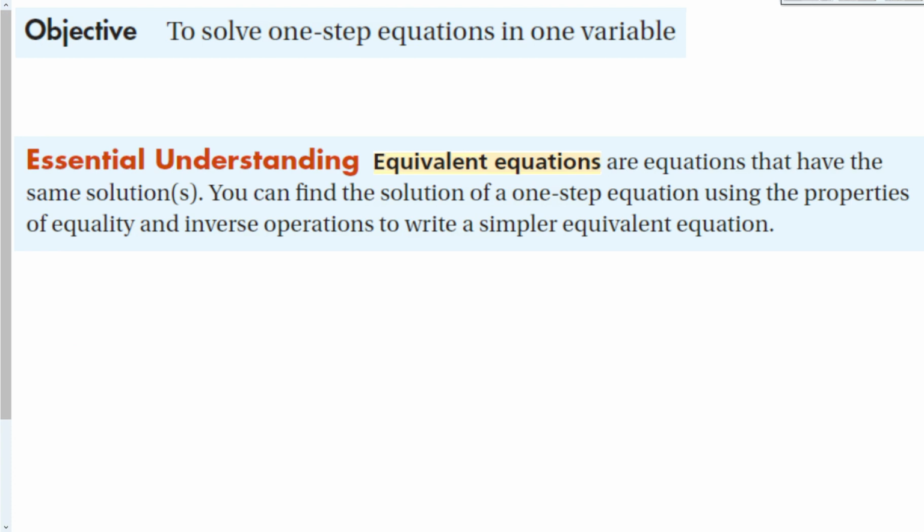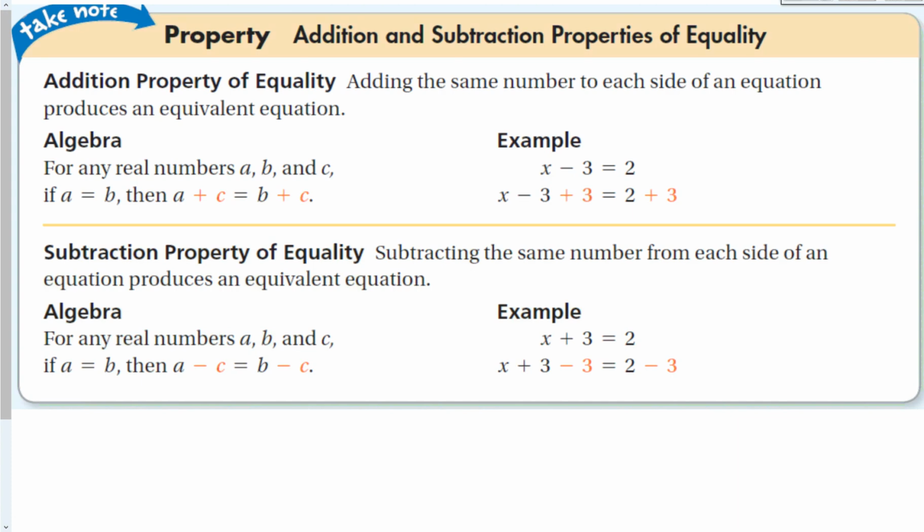You can find the solution of a one-step equation using the properties of equality and inverse operations to write simpler equivalent equations. So what we're going to start to do in this chapter is solve all sorts of different equations. And we start with the simplest ones. We start with one-step equations. So we're going to use our basic properties of addition and subtraction in order to get equivalent equations that will help us get answers to equations.